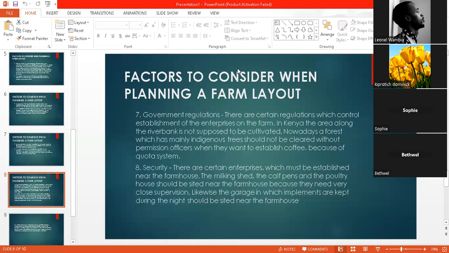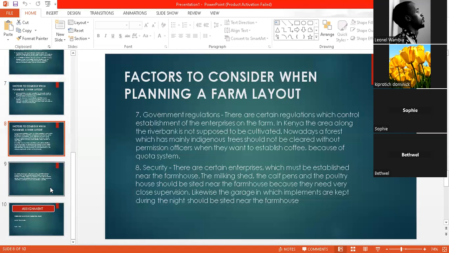Okay, point number 8. This is about security, and there are certain enterprises which must be established near the farmhouse. That is the milking shed, the calf pens, and the poultry house should be sited near the farmhouse because they need very close supervision. Likewise, the garage in which implements are kept during the night should be sited near the farmhouse. Thank you very much. Thank you very much, Dominic.